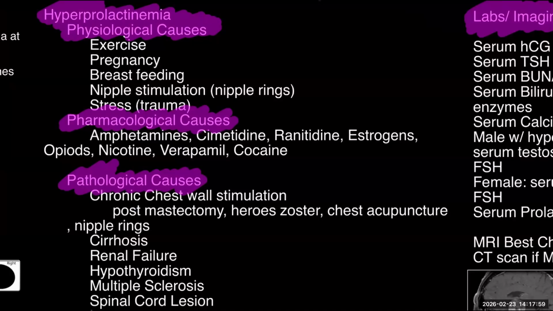Pharmacologic causes. These are other ways to get your prolactin levels raised. Amphetamines, cimetidine, ranitidine. What are those two? H2 blockers. They can also cause hyperprolactinemia. Estrogens, opioids, nicotine, verapamil, and cocaine will do it as well. So when you're figuring out, will they have high prolactin levels? Why do they have high prolactin levels? These are some of the reasons that it could be.